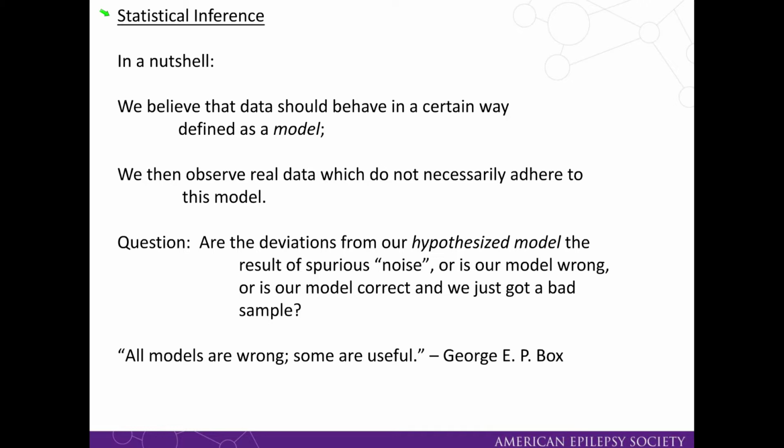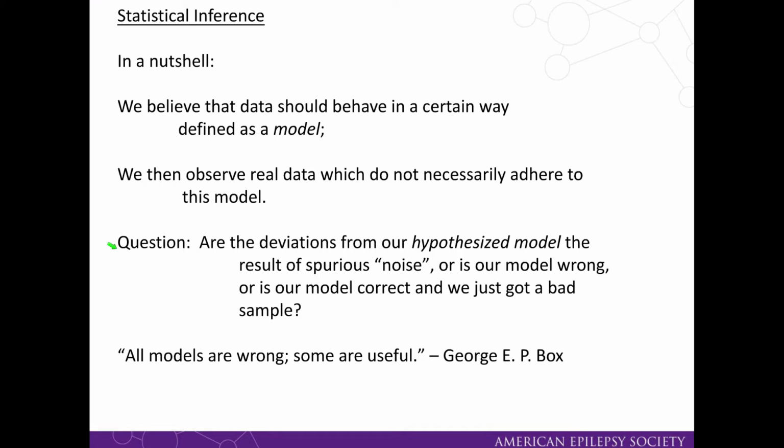But basically, in a nutshell, we believe the data should behave in a certain way, and that is defined as a model. We then observe real data which do not necessarily adhere to this model. I mean, this is real world versus theoretical world. And the question is, are the deviations from our hypothesized model the results of spurious noise, or is the model wrong, or is our model correct and we just got a bad sample?